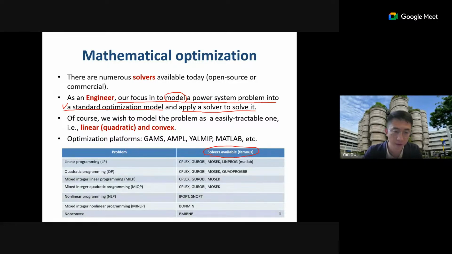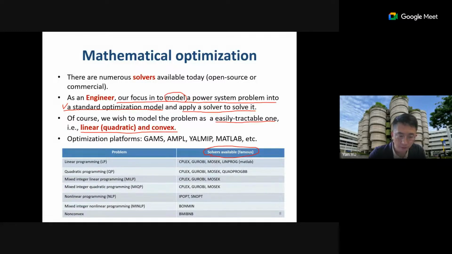But once again, we certainly need to model the problem as an easily tractable one. For example, it is linear, quadratic, and convex, because as I just explained, only the convex problem can guarantee you the global optimum, right? So when we have a complex power system problem, we try to simplify it. We try to make a linear model. We try to make a convex model.